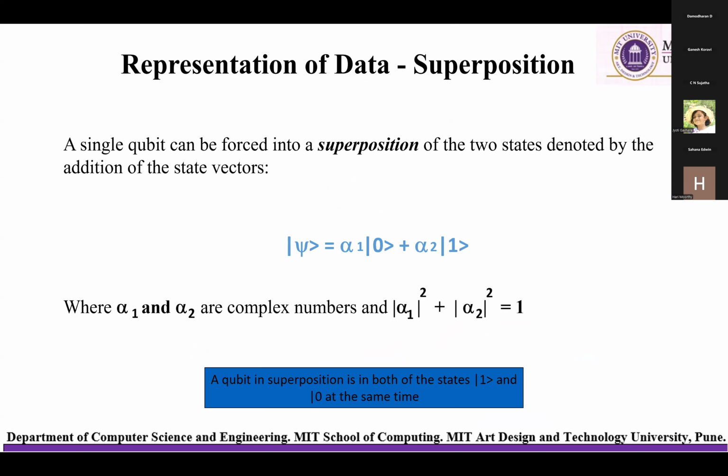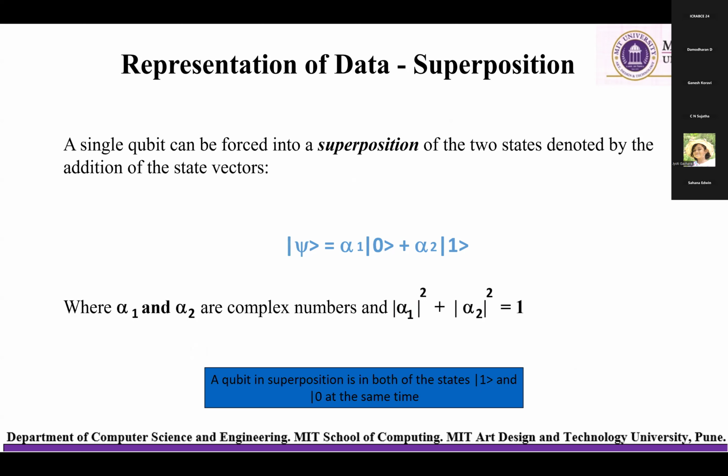A single qubit can be placed into a superposition of 2 basic quantum states, 0 and 1, through the addition of state vectors. This superposition is represented by the equation here. And these are complex numbers, and the magnitudes of these coefficients satisfy the normalization condition, as explained here.